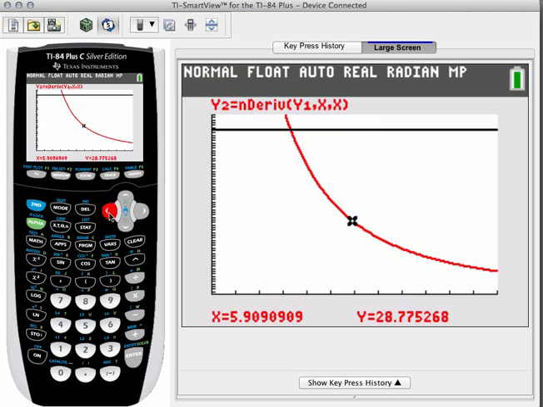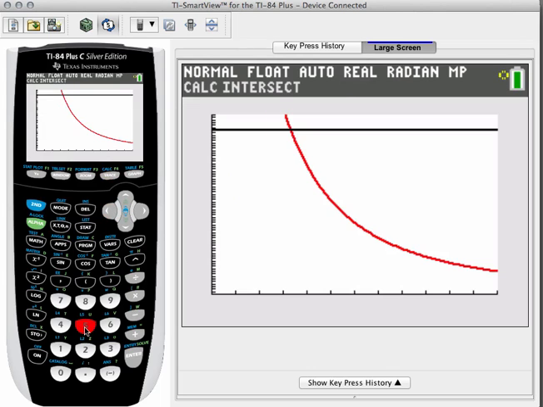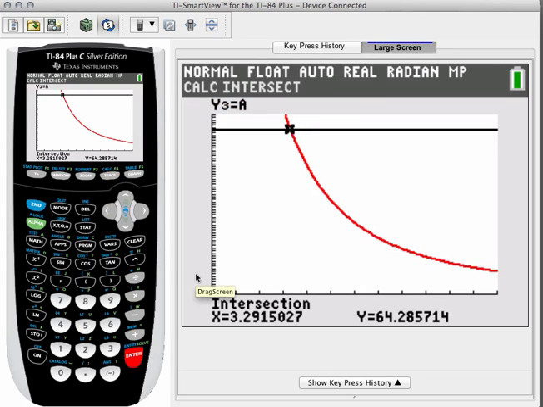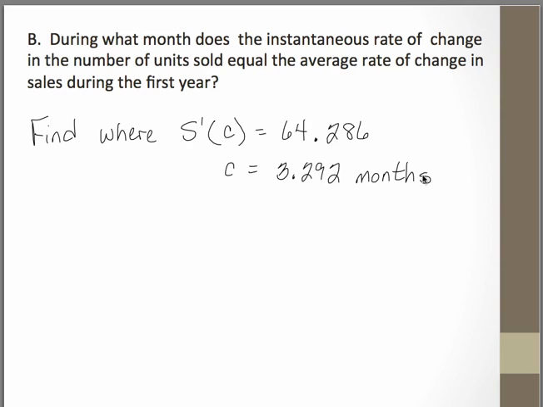So if you hit trace, we'll go ahead over and trace to that. Okay, that's pretty close. So let's go ahead and run our intersection function. And there's our answer, 3.292. So it would be at just over the three month mark that the instantaneous rate of change at that particular point in time is equal to the average rate of change over that 1 year period.